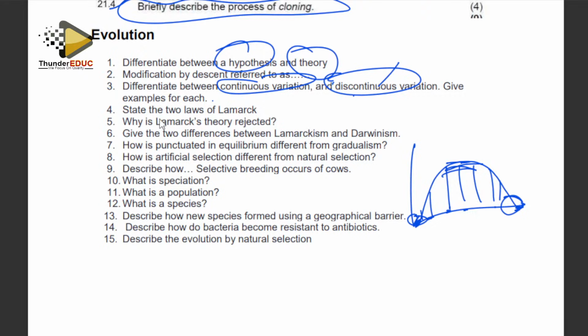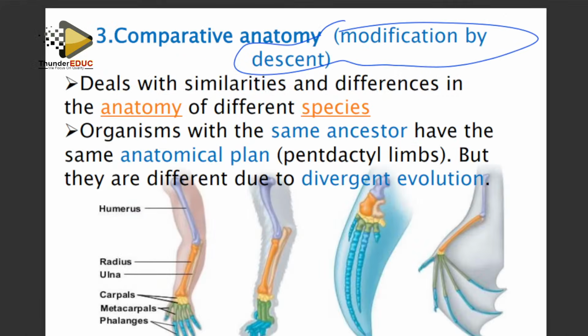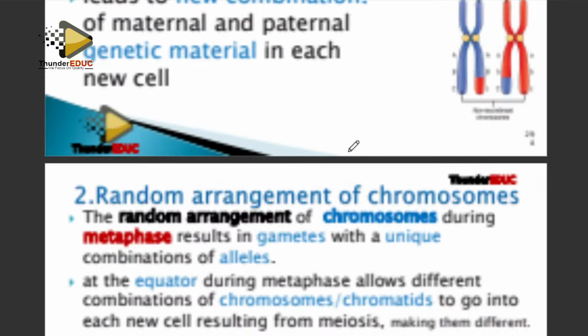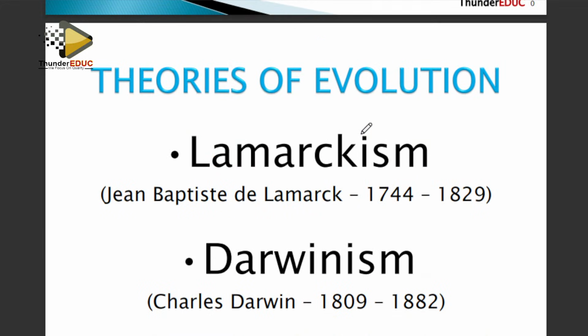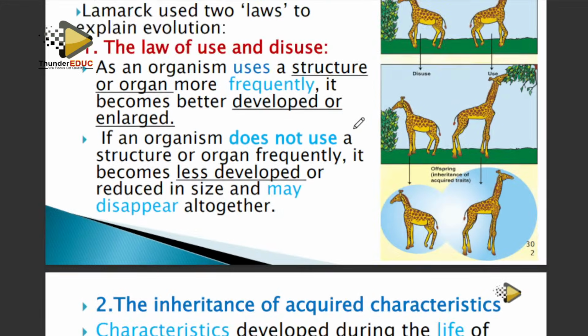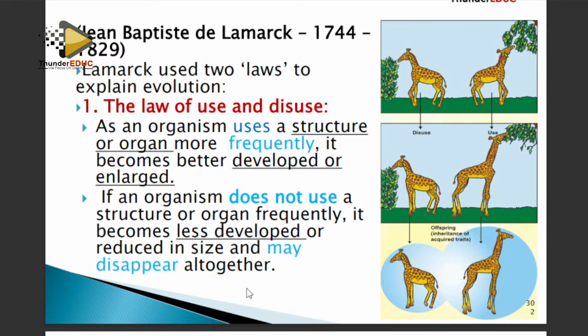State Lamarck's law. Two laws for Lamarck: the law of use and disuse, and the law of inheritance of acquired characteristics. But they say state, so it means that you have to state it. Meaning that the more you use the structure, or the more frequently you use the structure, the more it becomes better adapted. And if you don't use it, it becomes smaller and finally disappears.